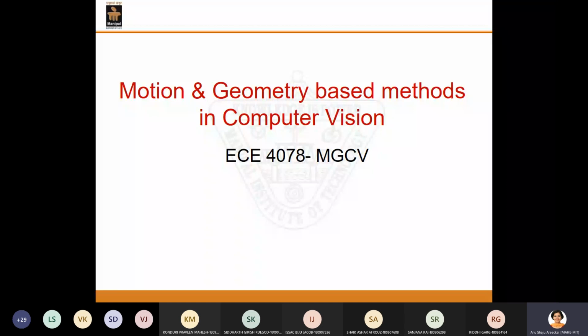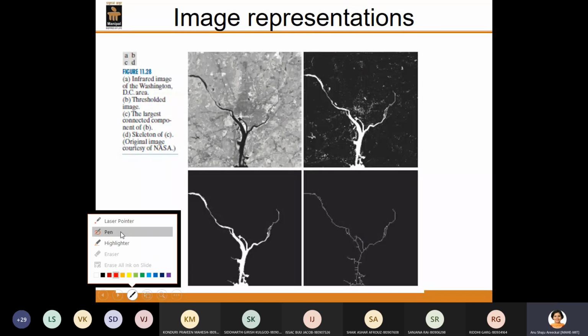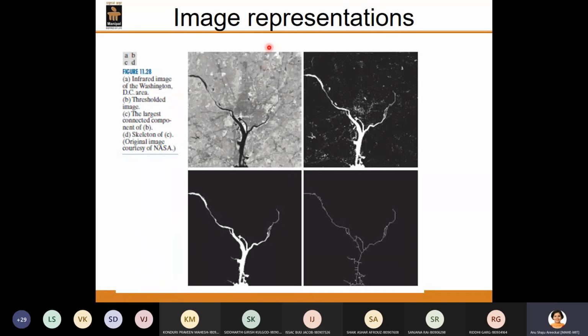Now, image representation. In images, if you look at this image at the top left corner, right? This particular image, we see that there's a lot of information in that. It's basically an infrared image, and the region of interest for us is this particular canal-like region that we see over here.